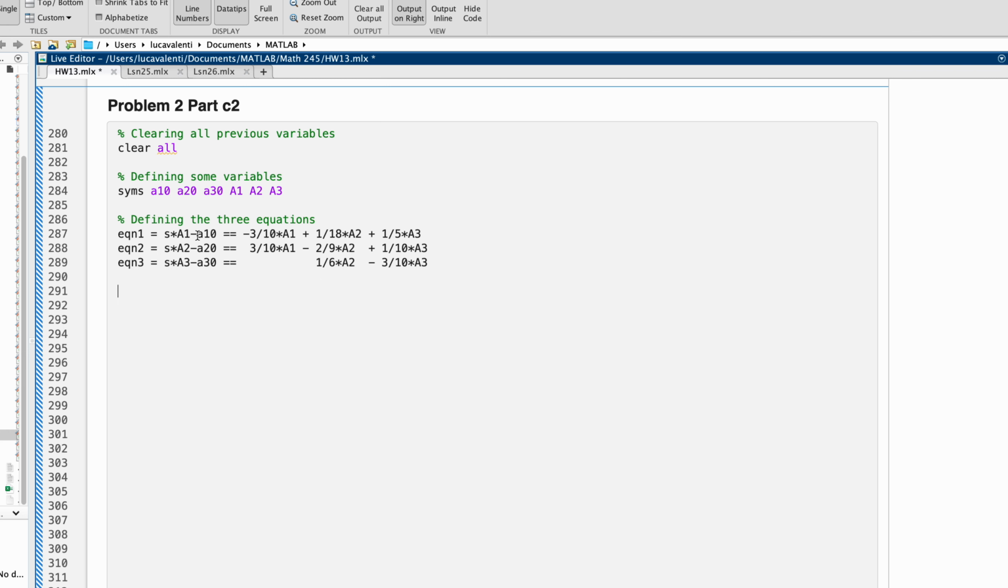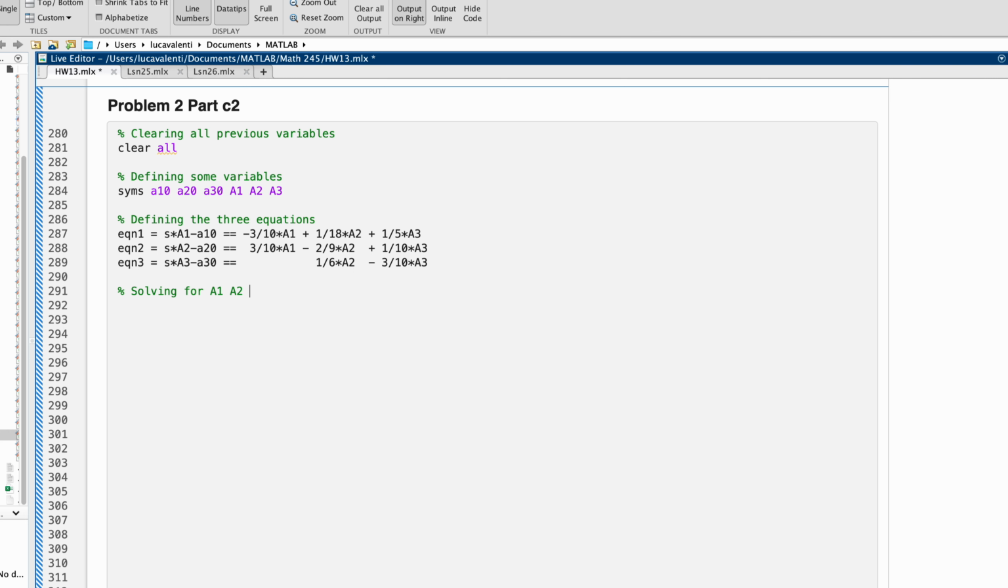So S times A1 minus A10 equals minus 3 over 10 A1 plus 1 over 18 A2 plus 1 over 5 A3; 3 over 10 A1 minus 2 over 9 A2 plus 1 over 10 A3; and 1 over 6 A2 minus 3 over 10 A3. Good.